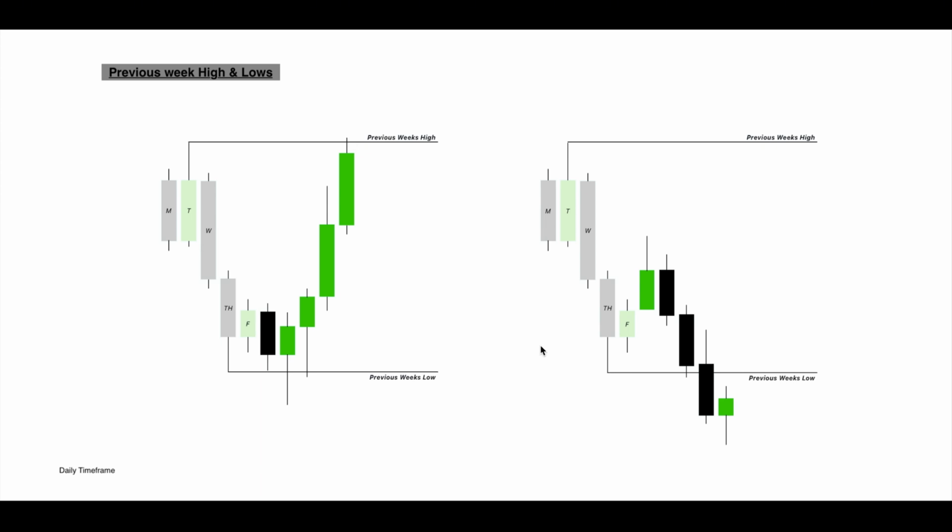Or the previous week's highs or lows could just be used as a form of a draw on liquidity. As you can see here in the example on the right hand side, price retraced back into the previous week's range and completely rebalanced this fair value gap. And then we got a move back to the downside, targeting the previous week's low and using that as a draw on liquidity. So price drew towards it and took it out.